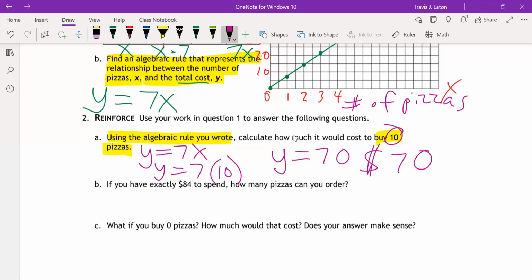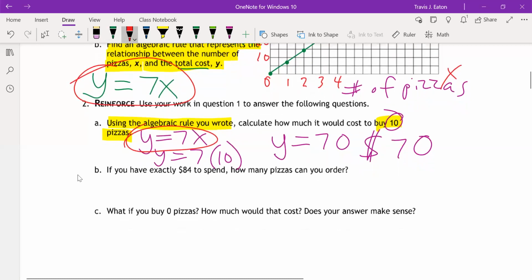So now we know our final answer is it would cost $70 to buy 10 pizzas. Now, the cool thing about this algebraic rule that we've written, this one right here that we've been talking about, y equals 7x, the great thing about that is you can use it to answer two different questions here.